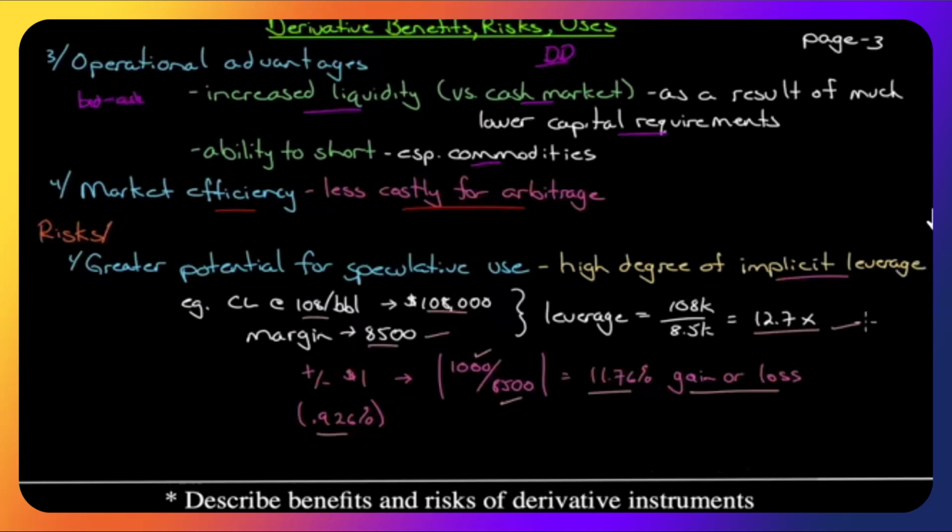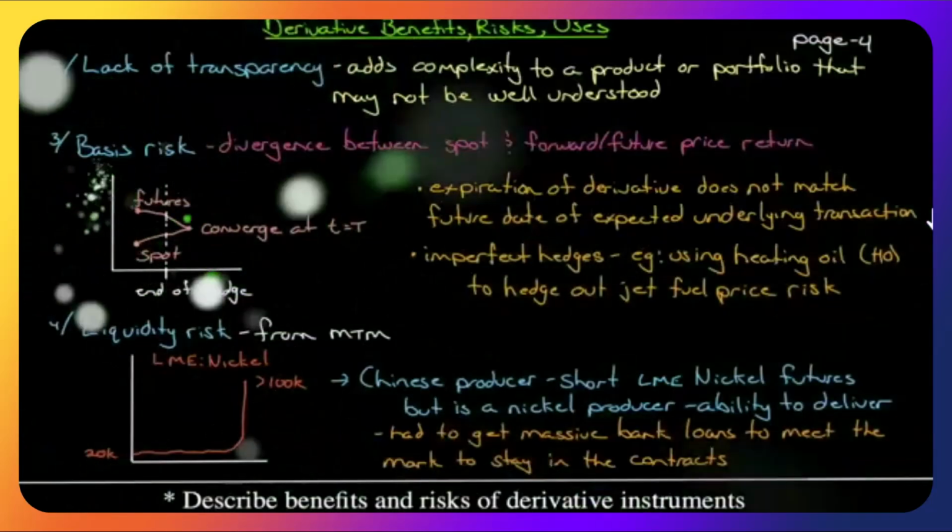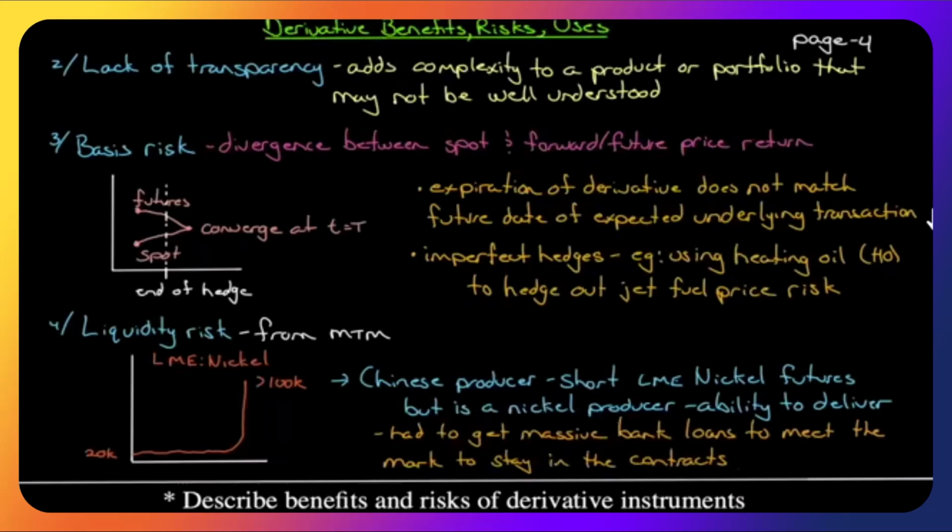People who are new to this market don't quite understand the amount of leverage they have. Now that's $1. Imagine if it dropped $3.50, which is not difficult to do when you have oil over $100 a barrel. It can drop $3, $4, $5 in a day. Well, that's $3,500 on your $8,500 that you've lost. You're getting close to losing 50% of your money in a day because of just the sheer amount of leverage that you're taking on. Next, lack of transparency.